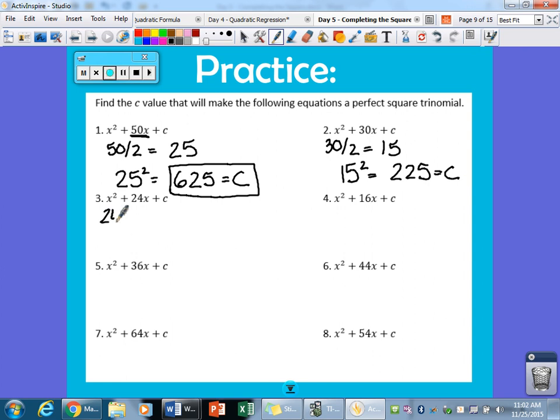Again with this one, 24 over 2 is 12. 12 squared is 144, which is my c value. Alright, so see if you can try the rest of them. Pause it, and then I'm going to show you how to kind of go backwards.